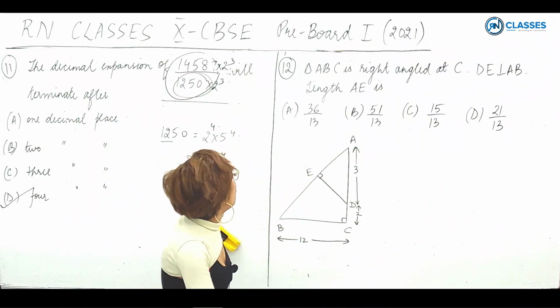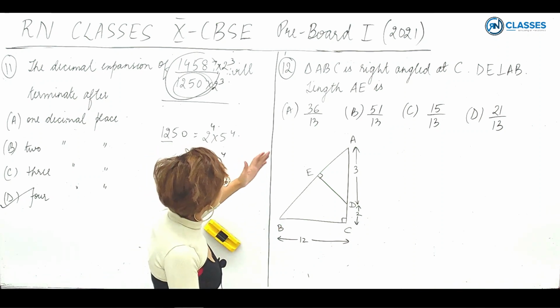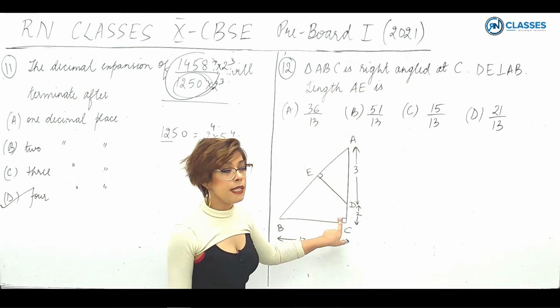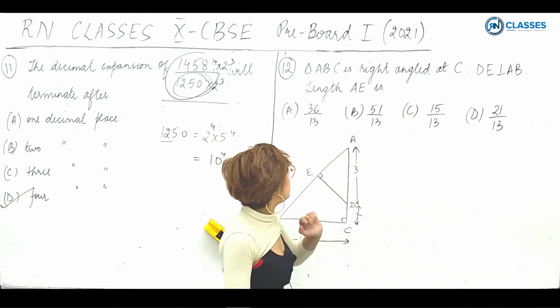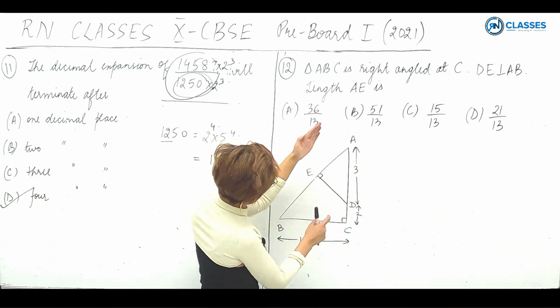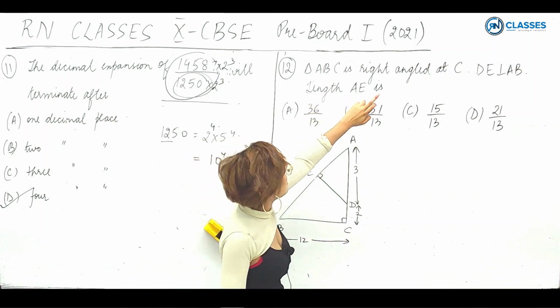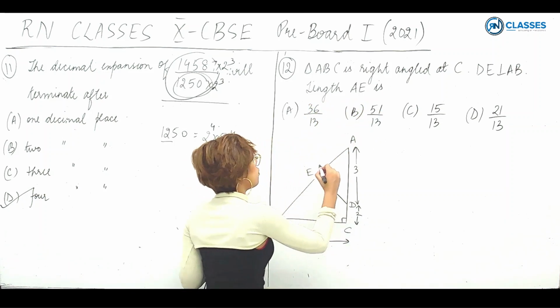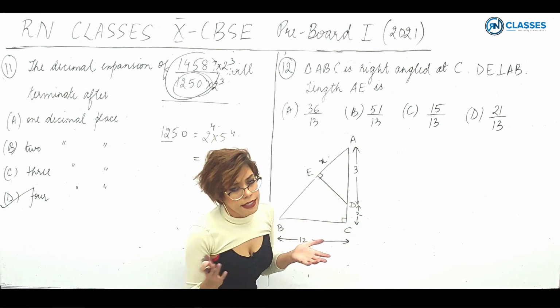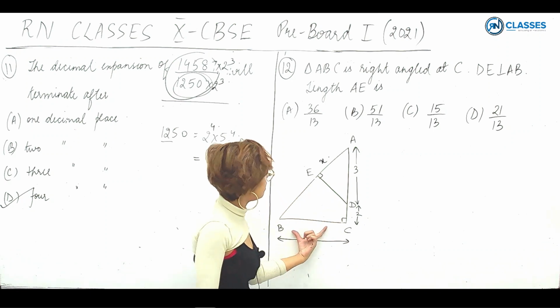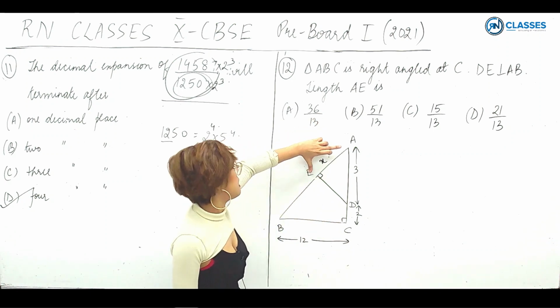Alright. Now, next one. In the given figure, triangle ABC is right angled at C. So this angle is 90. DE is perpendicular to AB. DE is perpendicular to AB. So that means this angle is 90. Done. Length AE is, right? Now I need to find this length. I will call that X, obviously. Now it is given that this is 3, this is 2 and this is 12. I am interested in this length.